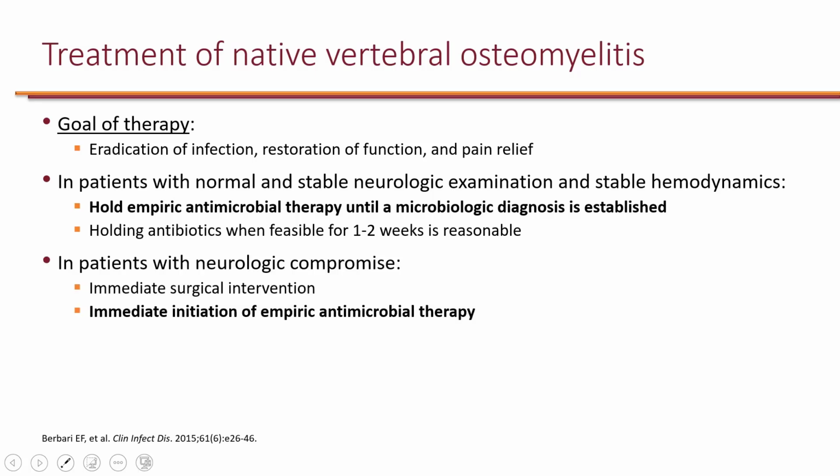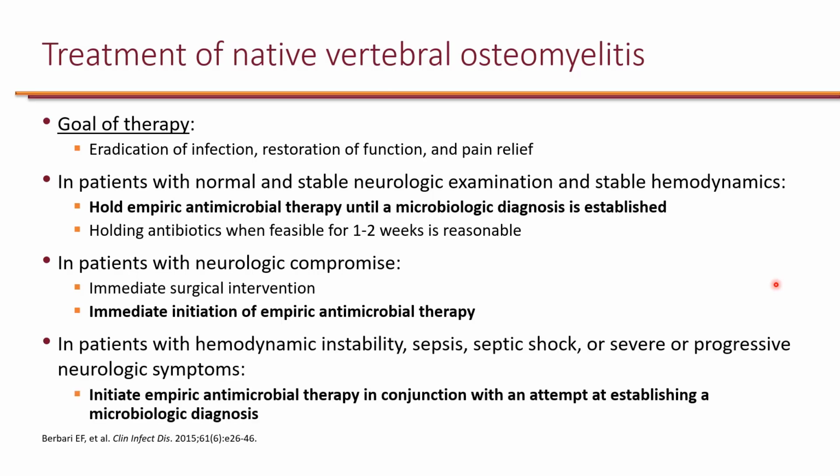Now, in patients with neurologic compromise, for example, those who have paralysis because the spinal cord is involved, it is recommended to make immediate surgical intervention as well as immediate initiation of empiric antimicrobial therapy. So what this means is that we should still attempt to get cultures, but we do not have to wait for the culture results to come back. So we can start empiric therapy based on suspected organism.